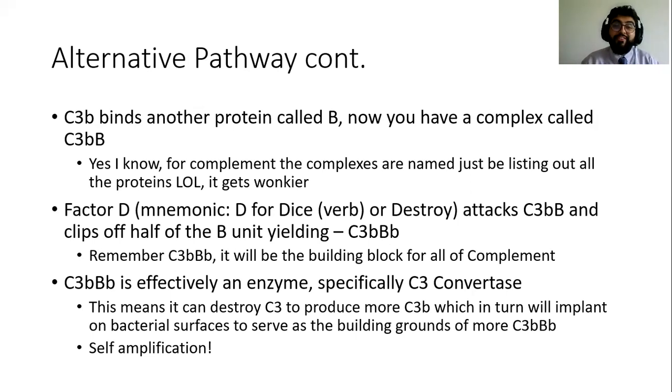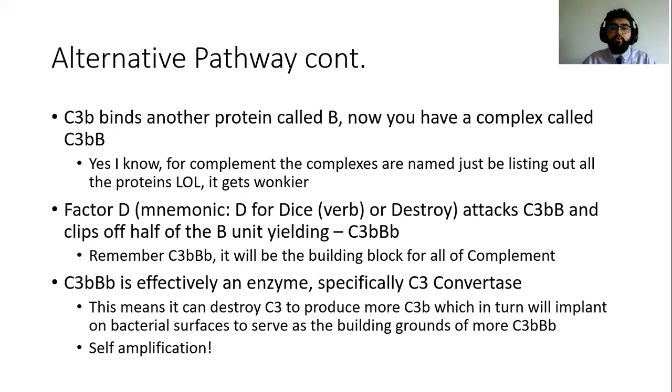So then you have something called factor D, right? I use the mnemonic D for dice or destroy because factor D is very dicing, like cutting up onions very small, finely. Factor D cuts up B into different subcomponents, and of that we talk about Bb, right? Therefore, you get C3bBb, okay, because Ba was snipped off via the dicey factor D to get the Bb component. So now you have something called C3bBb on the cell surface of the bacteria. C3bBb is called a C3 convertase.